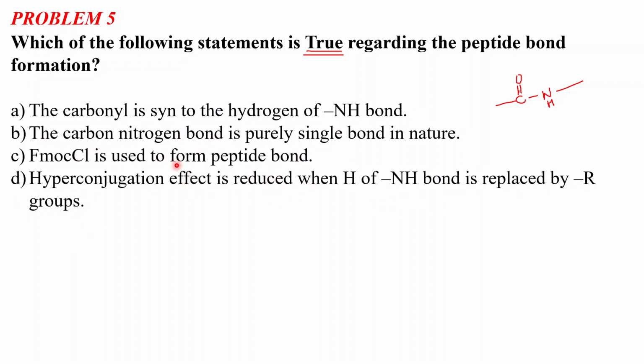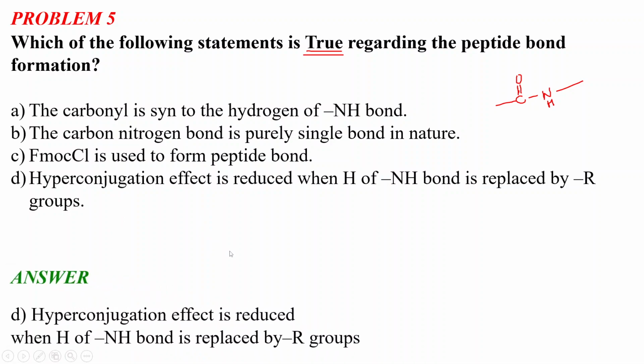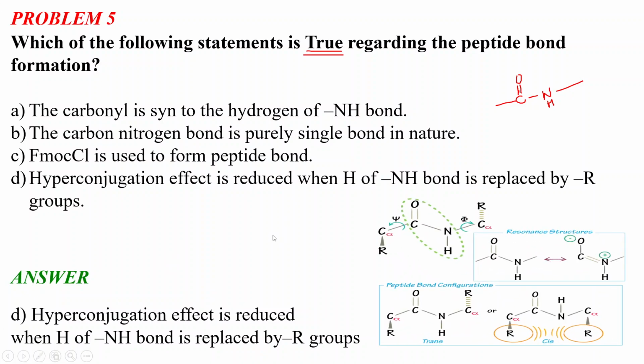So this is a very easy question if you know about the orientation of the peptide bond, and it is a very important question because the orientation and structure of the peptide bonds is basically the reason why the proteins act as they do. The stability of the peptide bonds depends on this kind of answer. Now I will show you the answer first. Yeah, so the true statement among these is option D. The hyperconjugation effect is reduced when the hydrogen of the NH bond is replaced by R groups, and I will show you why it is happening, the structure of the peptide bonds.